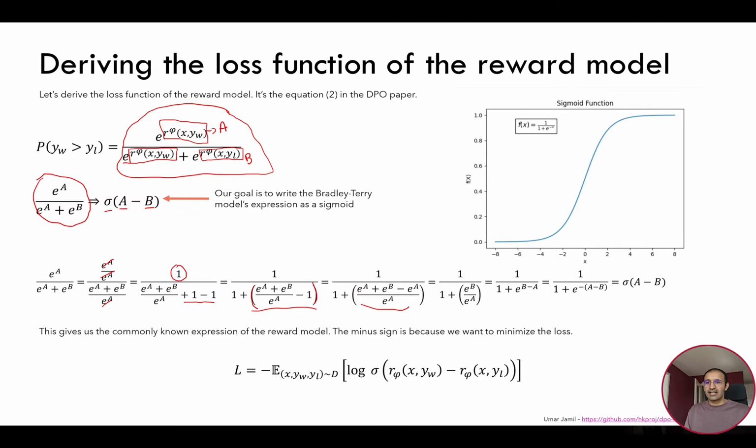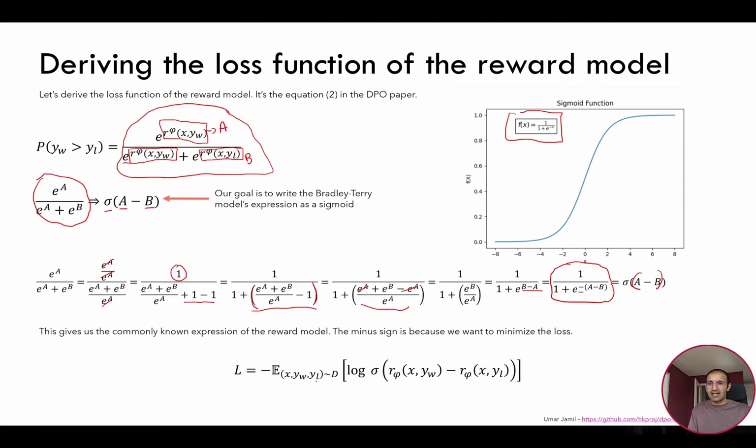We can simplify e to the power of a with minus e to the power of a, so it becomes e to the power of b divided by e to the power of a, which thanks to the property of the exponentials can be written as e to the power of b minus a. Then we can take a minus sign outside, and this expression here is exactly the expression of the sigmoid function you can see here. So it's 1 over 1 plus e to the power of minus something, so it becomes the sigmoid of that something, here a minus b.